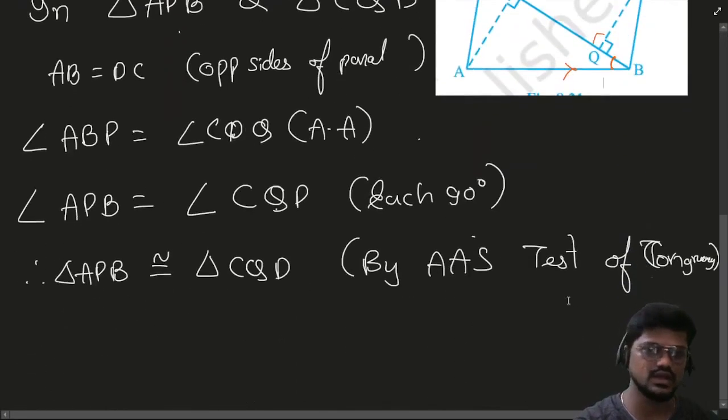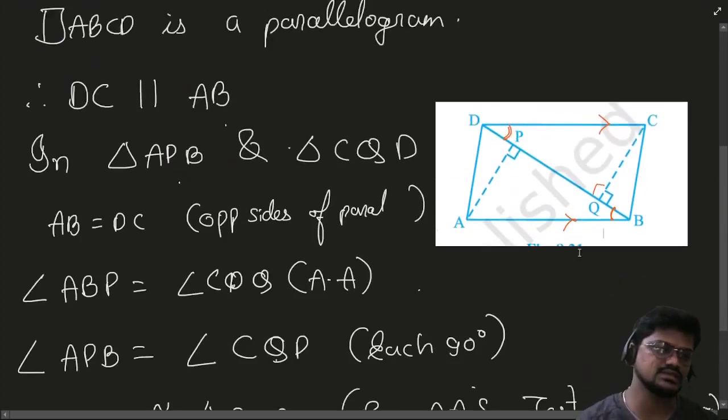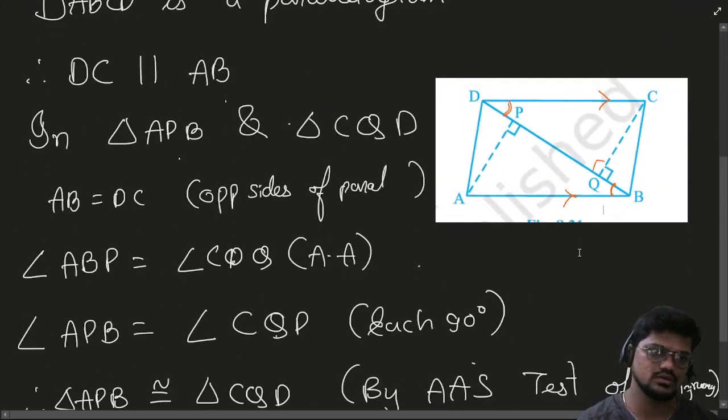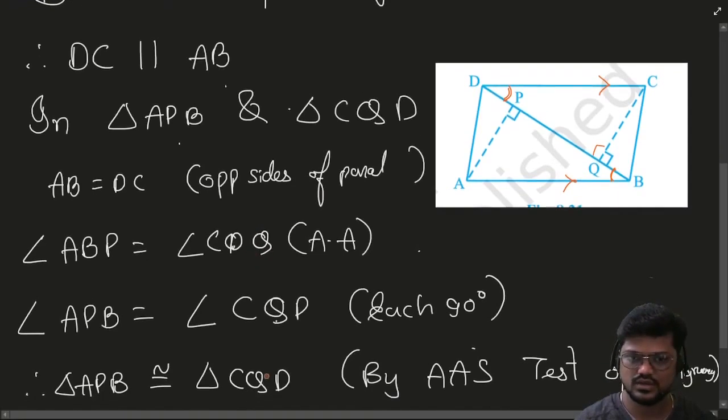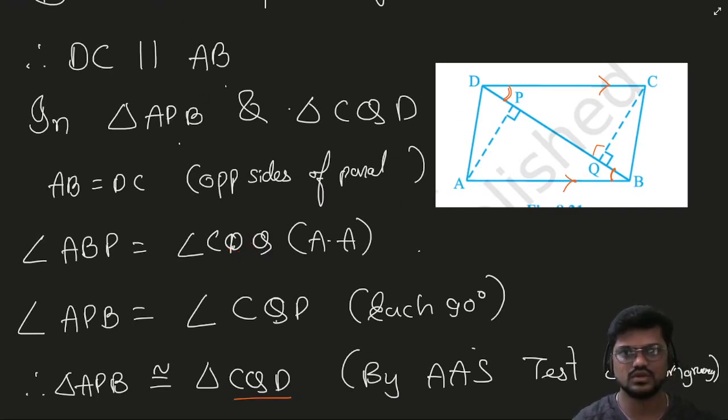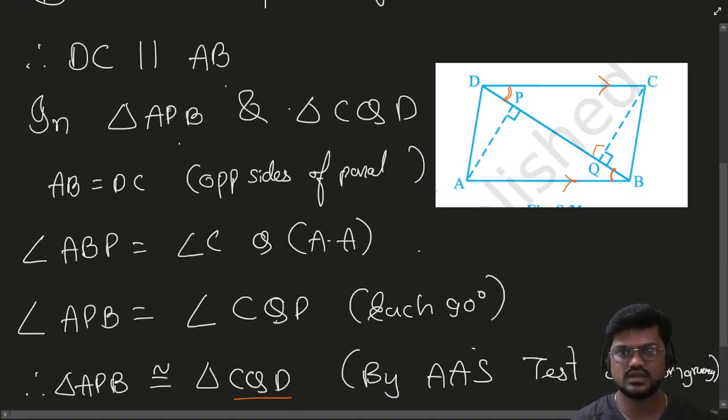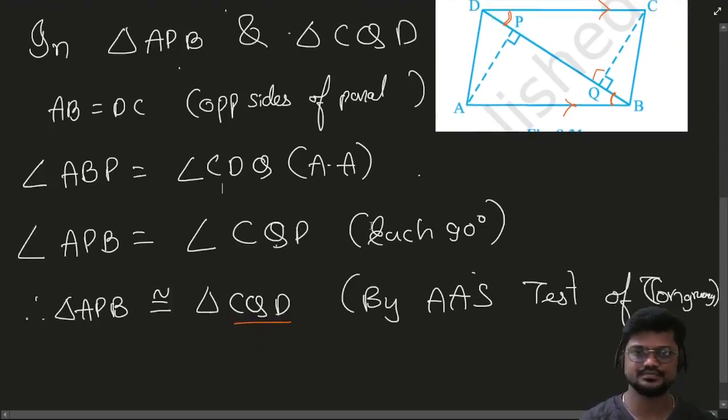So over here, the two triangles are congruent by the AAS test. Sir, it should be CQD, right? What have I written? CDQ, it is CDQ. Now it's clear? Yes, sir. Okay, fine.